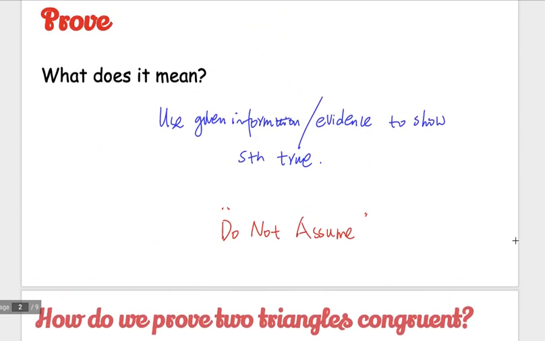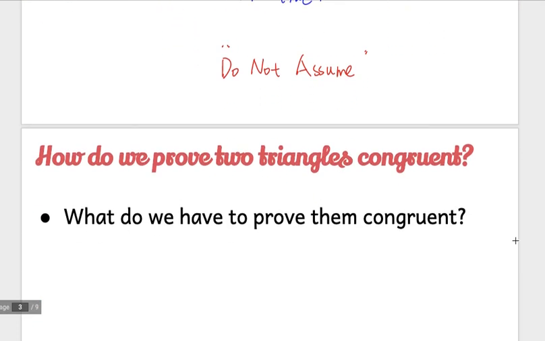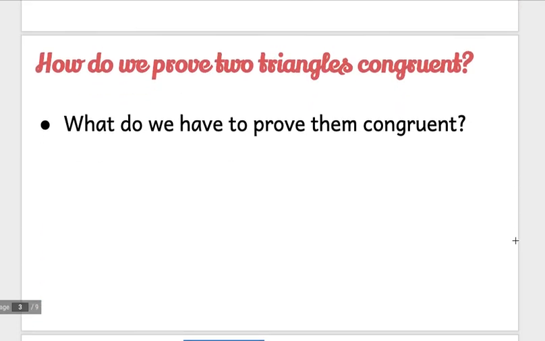Since a proof uses given information, if we want to prove two triangles, for example, these two random triangles here, how do we prove them congruent? Also, you cannot say, hey, it looks like they're exactly the same, or, hey, it looks like they're different so they're not congruent. This is not a solid or valid proof in geometry. We have to use evidence. When you look at the two triangles, each triangle has three angles and three sides.